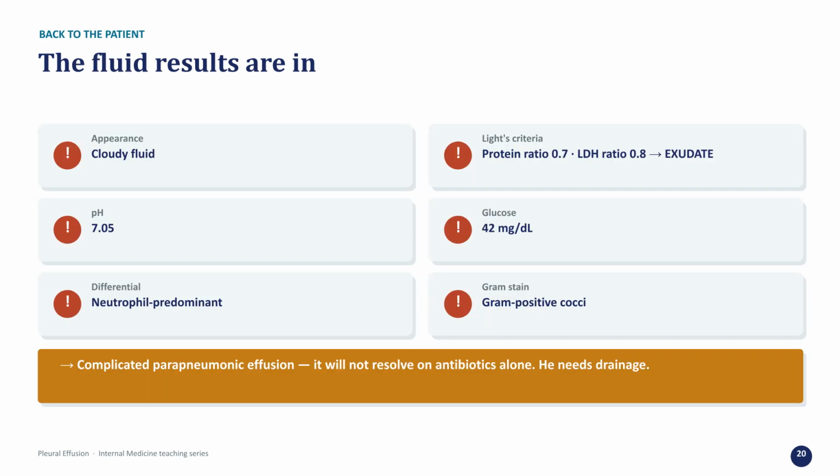Pattern recognition is a powerful tool. By matching your patient's profile to the clinical row, such as heart failure with high NT-proBNP or TB with high ADA, you can often narrow the diagnosis quickly. It simplifies the complexity of pleural diseases into actionable patterns.